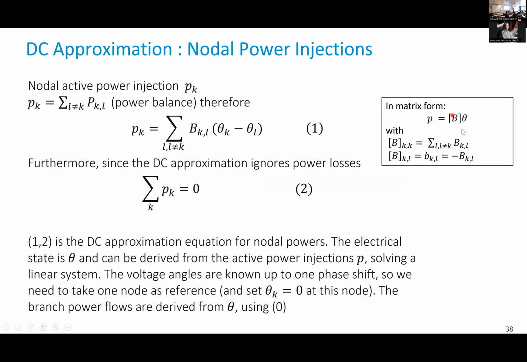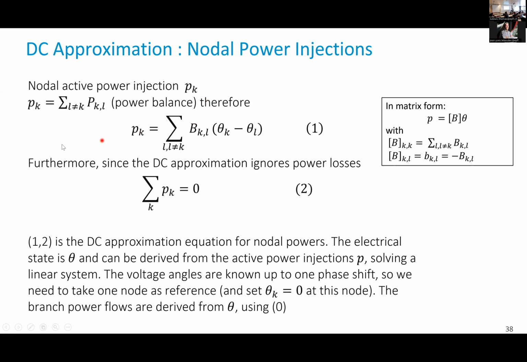P is a matrix B times theta, where the B element is minus what I call the capital B here, which is a negative term, and the diagonal term is the sum, due to this term here, of the BKL here. It's a degenerate system. It's a linear system of inequalities.